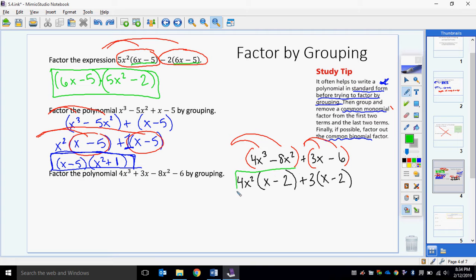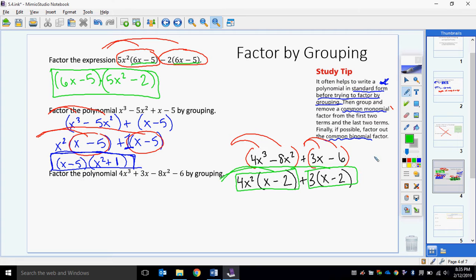Notice, here's a term. Oh, there's an addition sign. It means here's another term. What's in common in both of them? What can I take out? Just like I said, this was a term and this was a term, and I took something out of both of them. I'm going to take something out of both of these. Well, notice the x minus 2 is in both of them. I can factor them out.